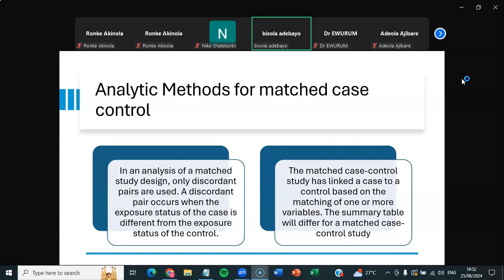However, in analysis of a matched study design, only discordant pairs are used. So what do we mean by discordant pair? For a concordant pair, the exposure status of the case and the control are the same.